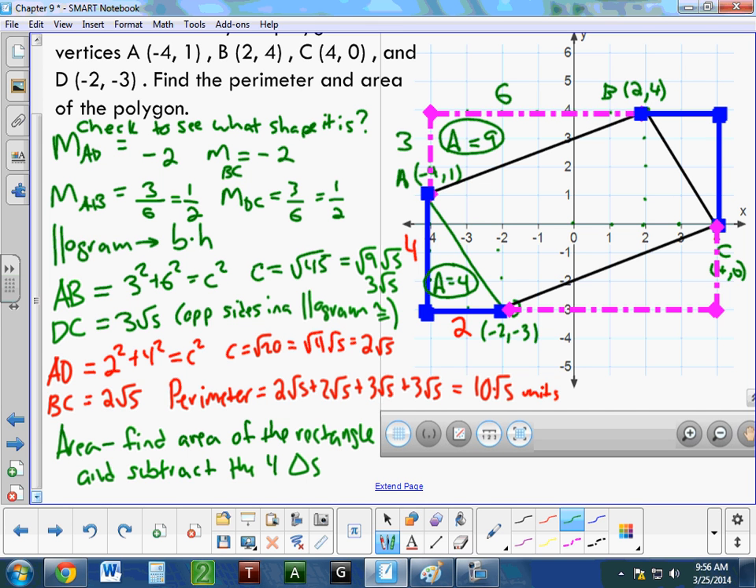I should be able to do the same thing with this triangle over here. I also know that this one is 6, and this one is 3. So that area should also be 9. And you can see a pattern here. This one's going to be 4. So now I need the area of the rectangle. Well, this is just a rectangle.